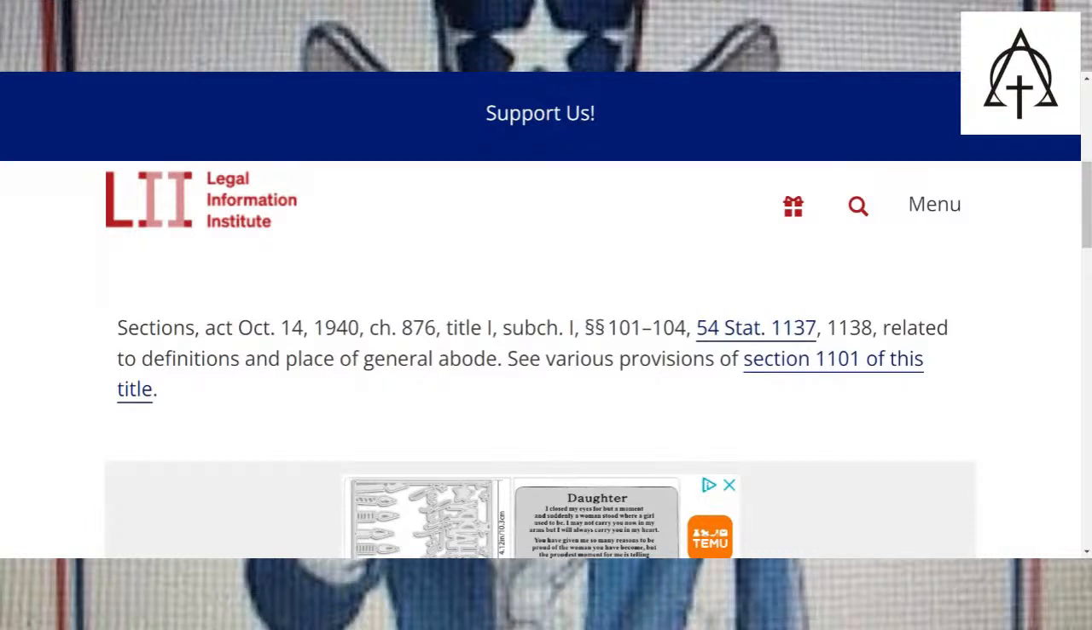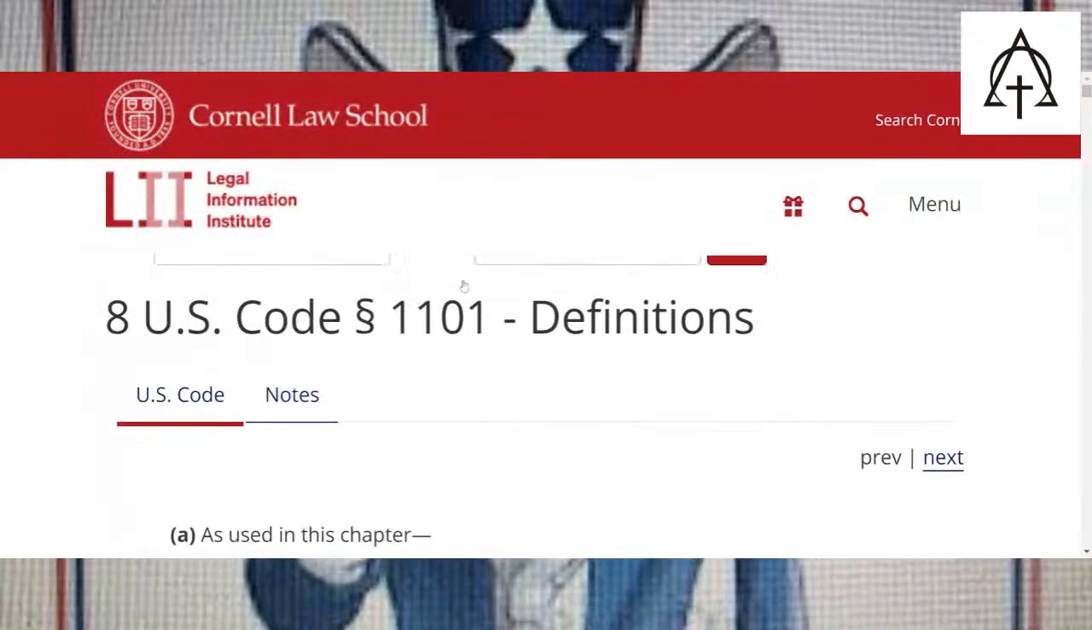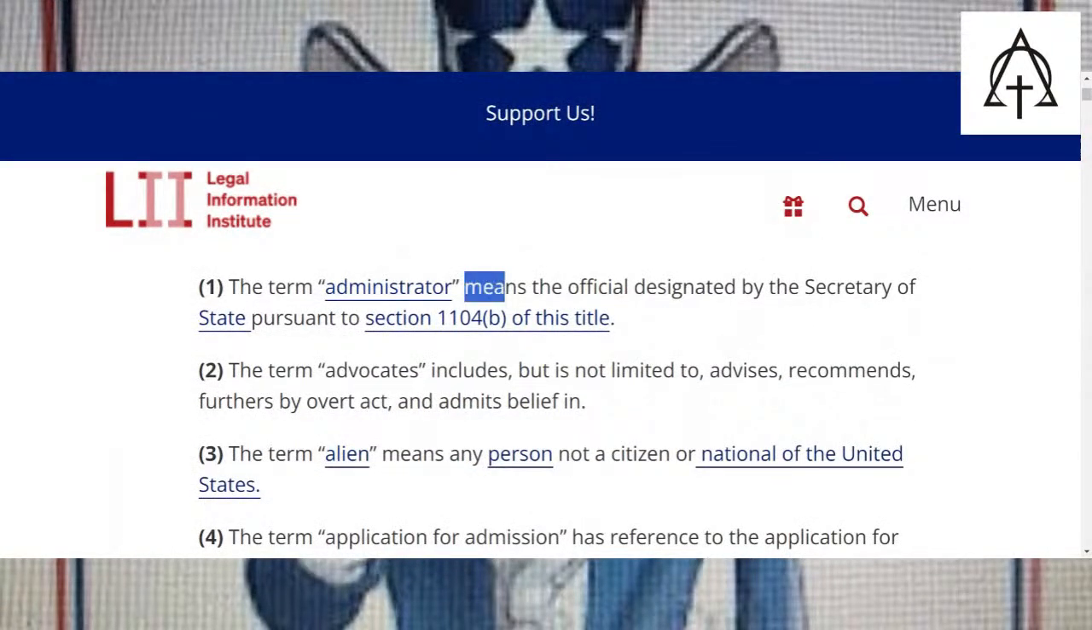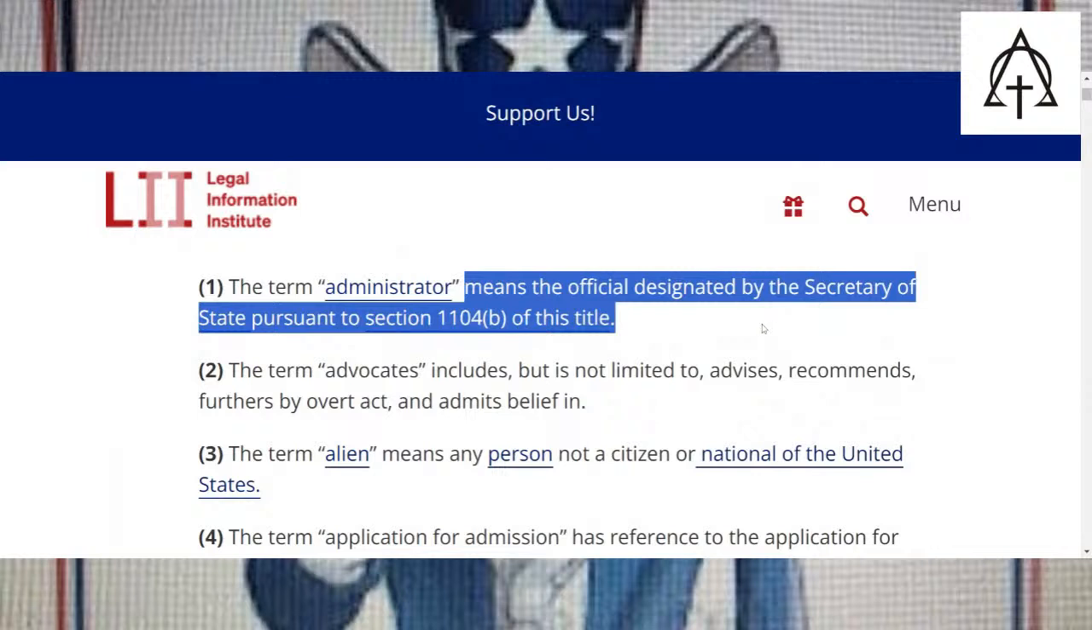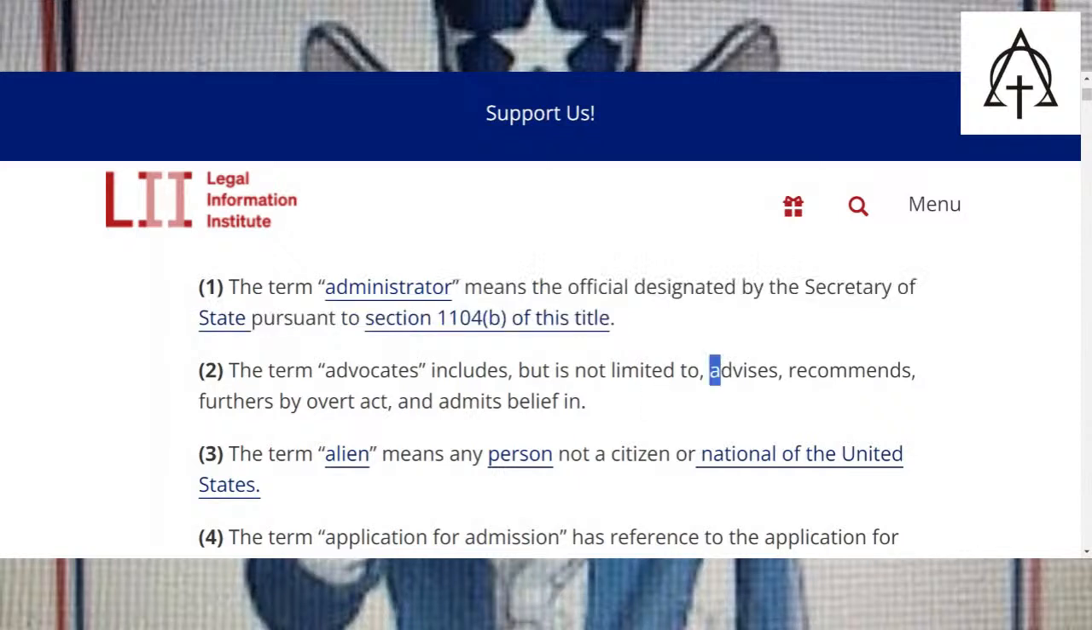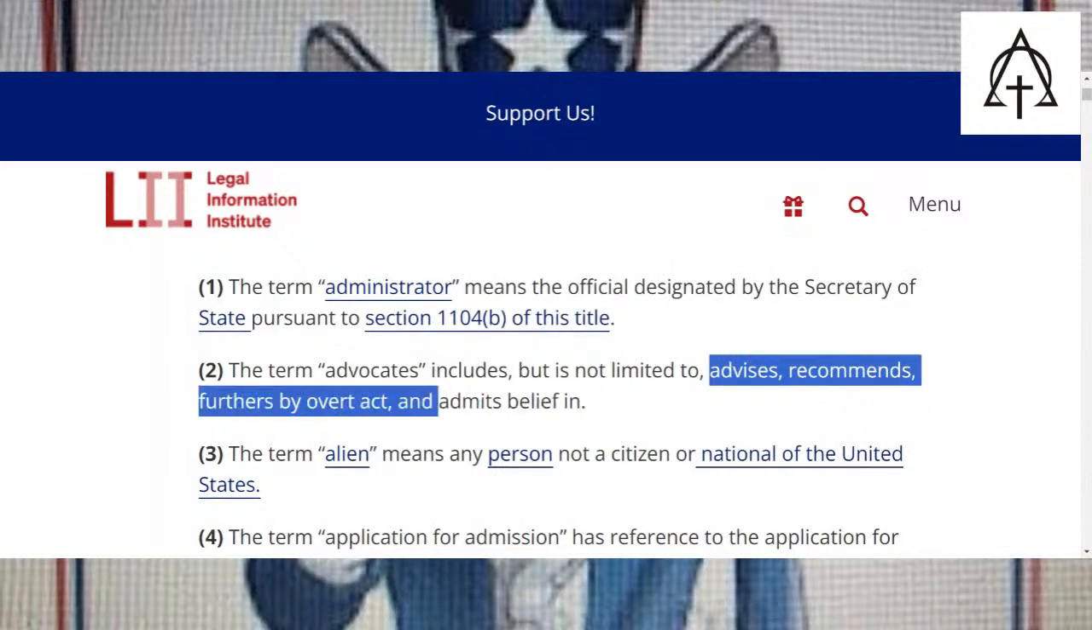Related definitions and place of general abode. See various provisions of Section 1101 of this title. So we go to Section 1101 of this title. Administrator means the official designated by the Secretary of State pursuant to Section 1104B of this title. The term advocates includes but is not limited to advises, recommends, furthers by overt act, and admits in belief. So if you have a court advocate, they're going to advise, recommend, and further by overt act and admit belief in.